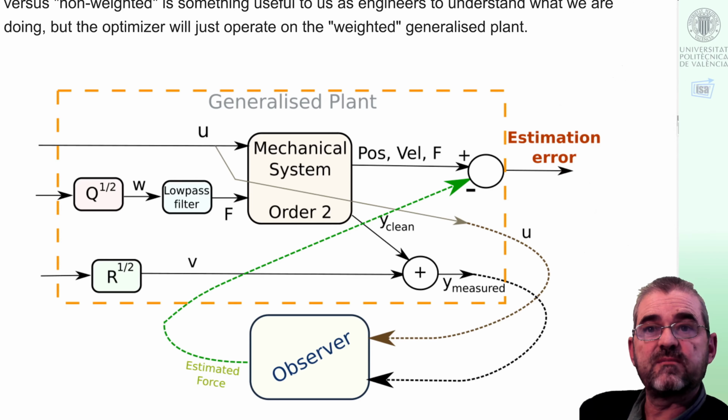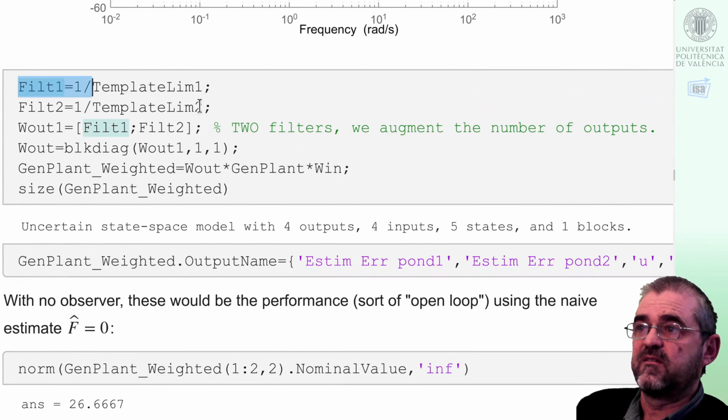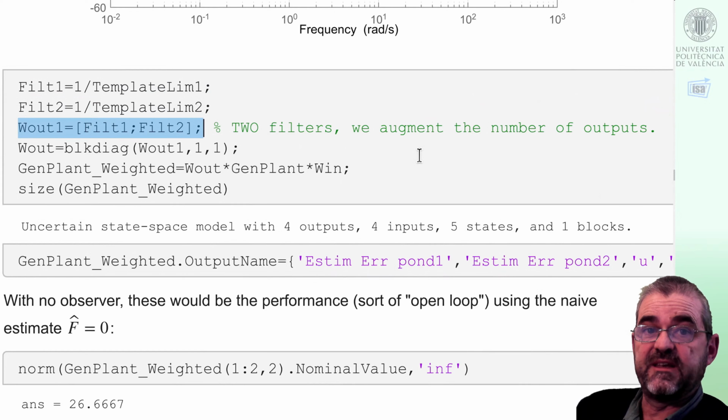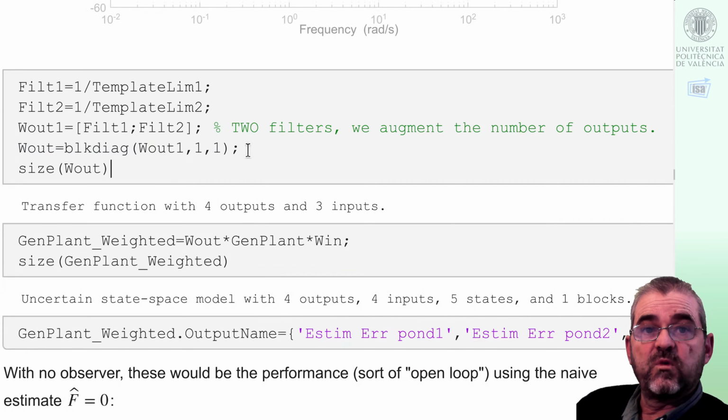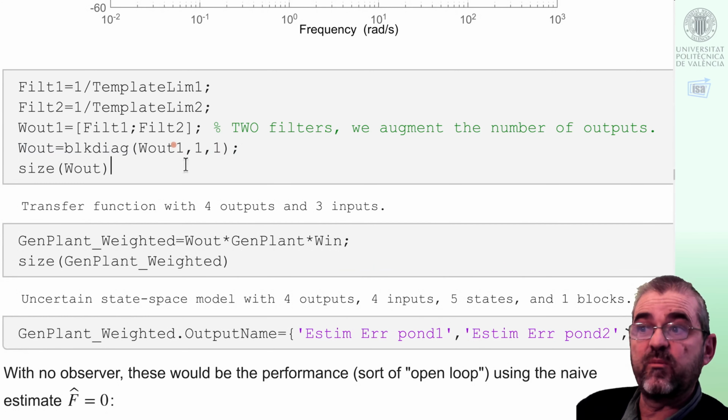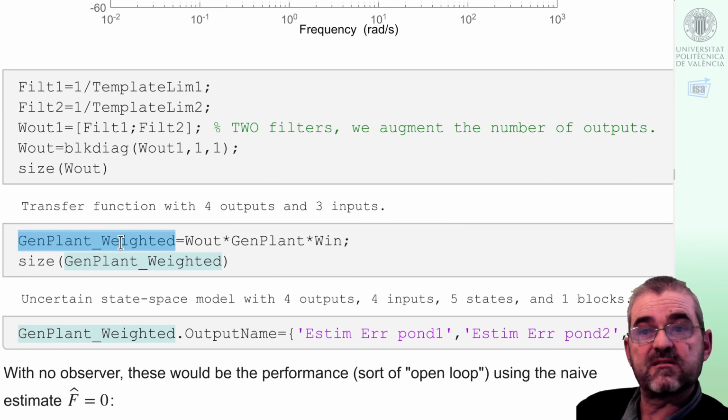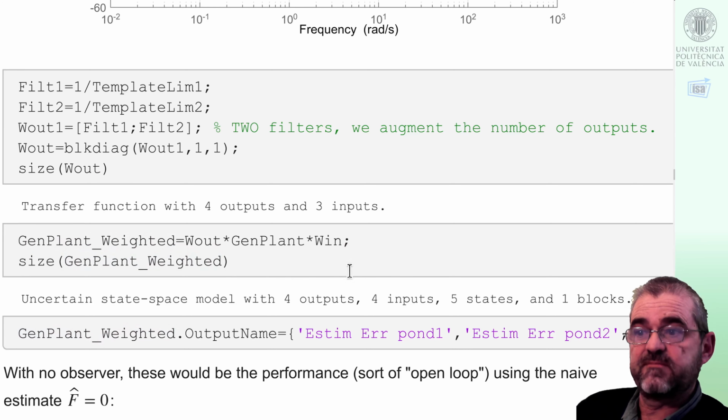How do we do it in Matlab? Well, filters are the inverse of the template, and then the output weight will be a column with those two filters. So this will be a non-square matrix with 3 input signals, last 2 multiplied by 1, and the first one augmented to 4 outputs with this filter stuff. Once I have this, with the same generalized plant and input weight as the H2, then I will get the weighted generalized plant that encodes the problem as I wish.